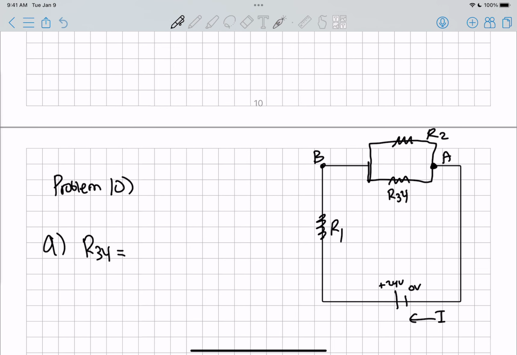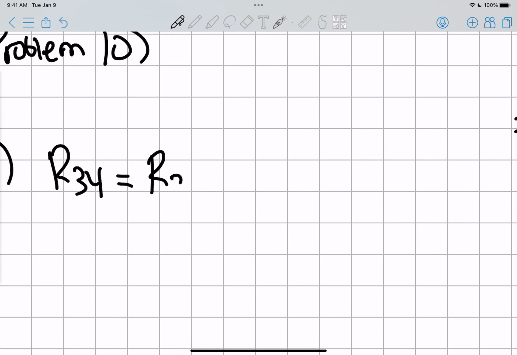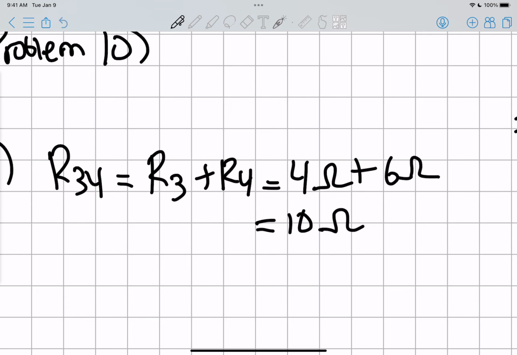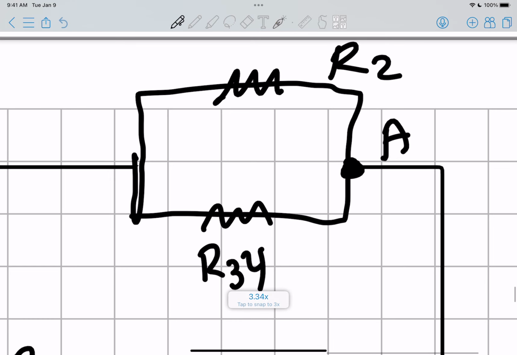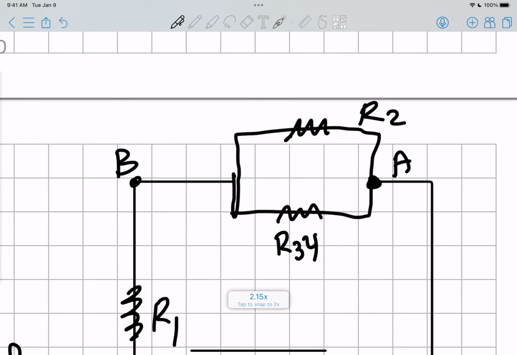You actually have to show every single step of simplification here. So R34, since they're in series, is just R3 plus R4. And they told us that R3 is 4 ohms and R4 is 6 ohms, right? So this is just 10 ohms. Now we have these two branches, R2 and R34. Are these in series or are they in parallel with each other? Excellent. R34 and R2 are in parallel, right?